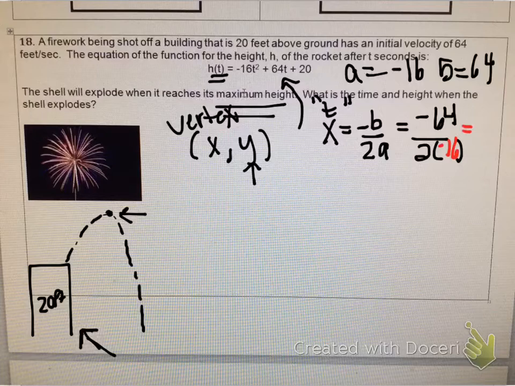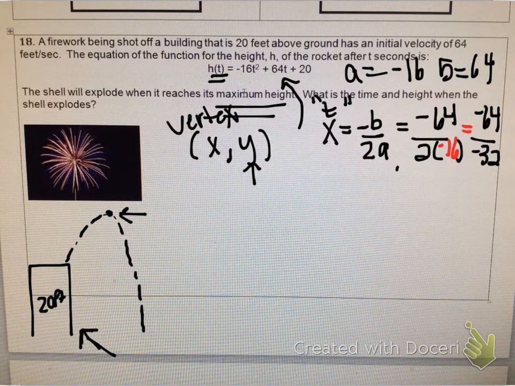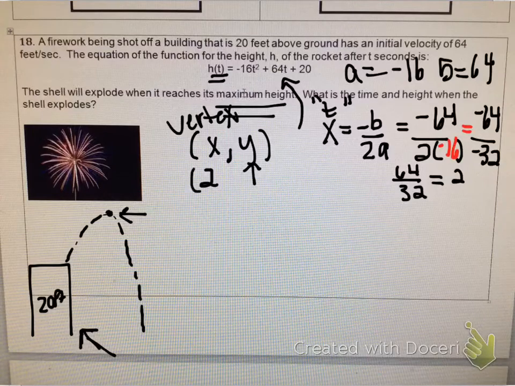So if I simplify this, this would be negative 64 over, well, 2 times negative 16 is negative 32. Two negatives, if I divide, make a positive. 64 over 32, and 64 divided by 32 is 2. So my x-coordinate of my vertex is 2, which represents t, the time. So in 2 seconds, that firework hit its maximum point.